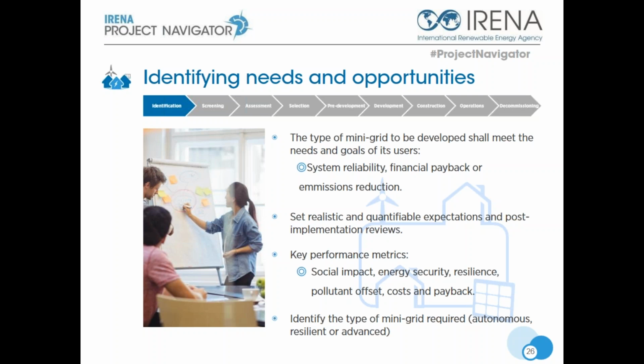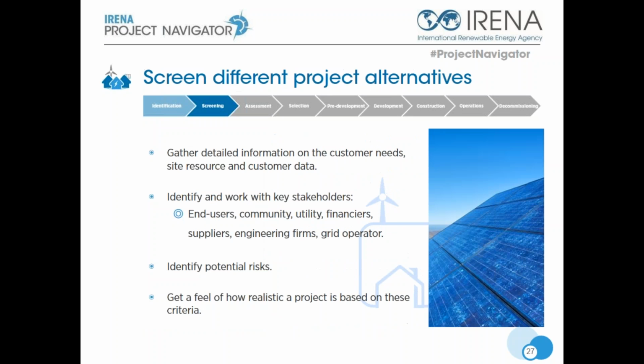Finally, once you set these goals and expectations, one should identify the type of mini-grid required based on the needs of the community. For the purpose of these guidelines, we group the mini-grid solutions into 3 categories. Autonomous mini-grids is the first one, which is basically a mini-grid that is not connected to the main grid. Resilient mini-grids are for facilities with high energy security needs, and advanced mini-grids basically focus on achieving high efficiency and reliability standards.